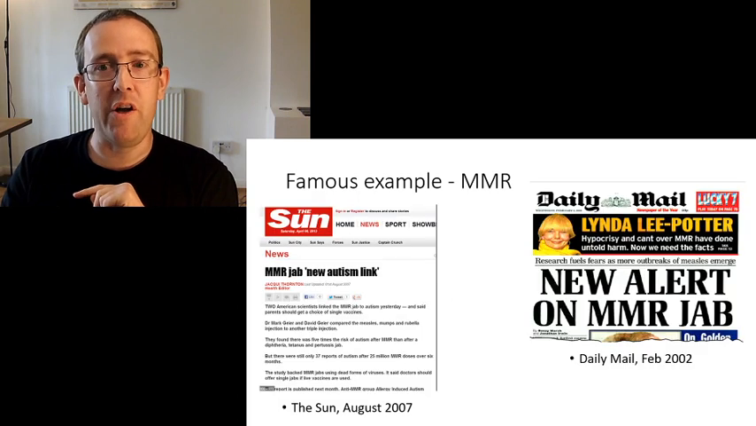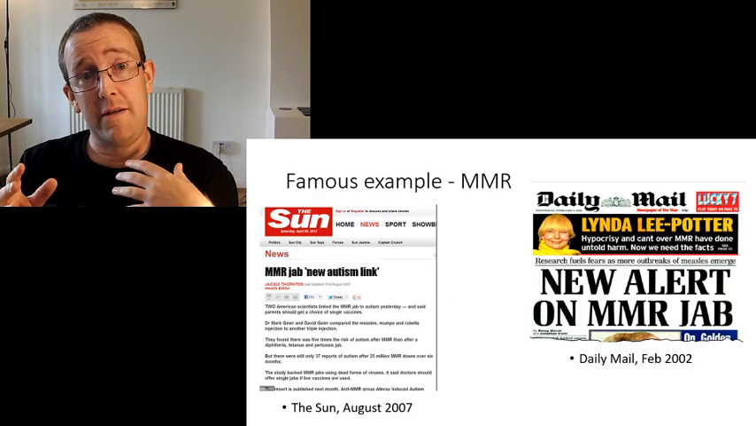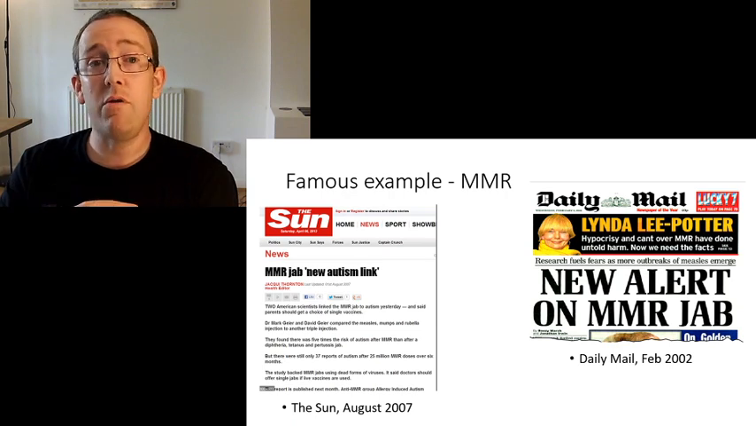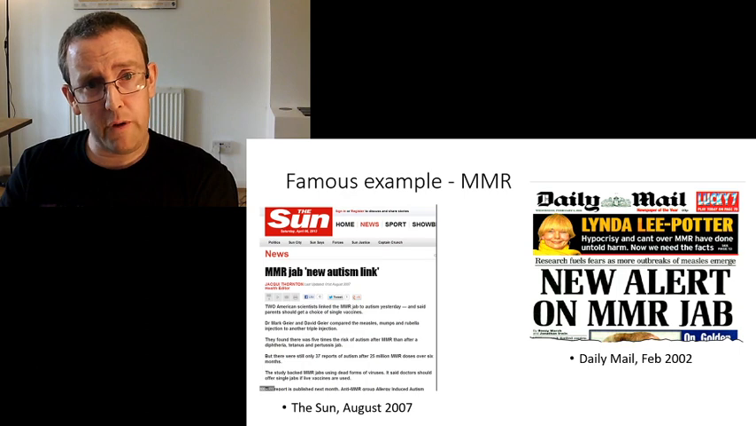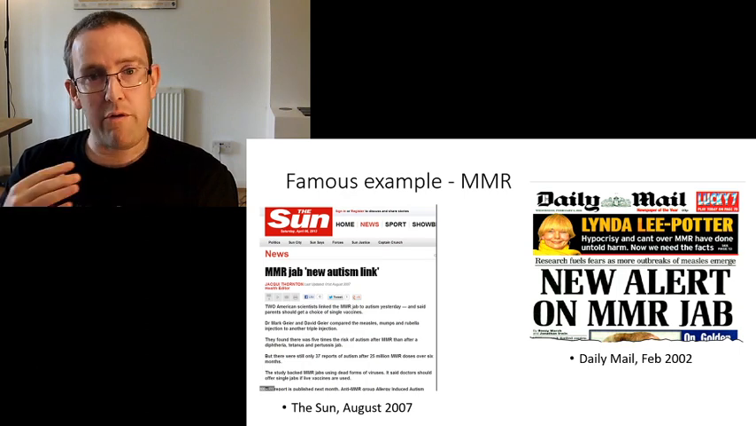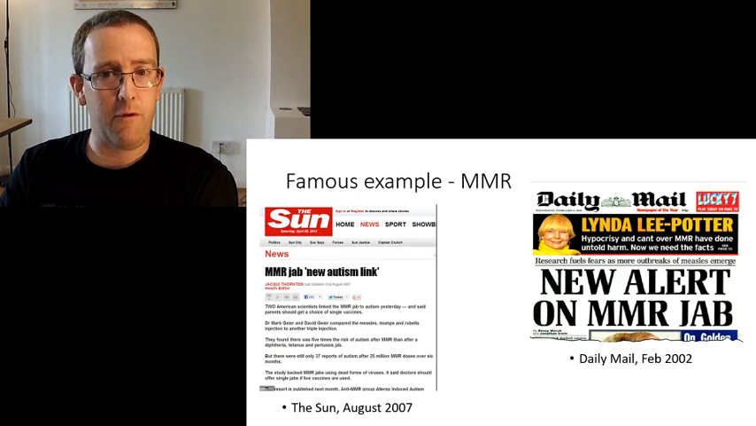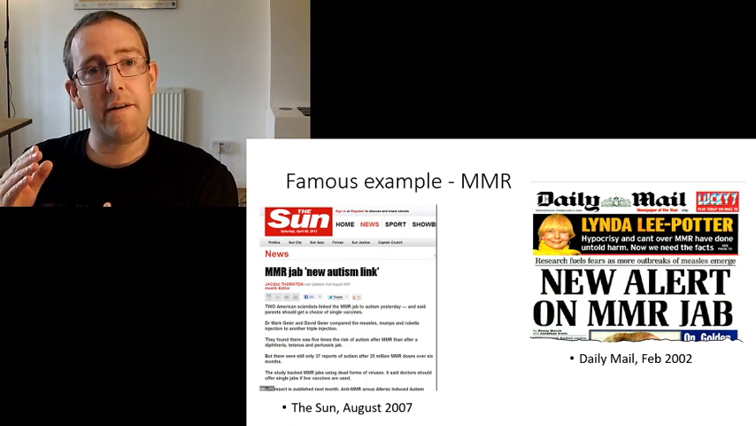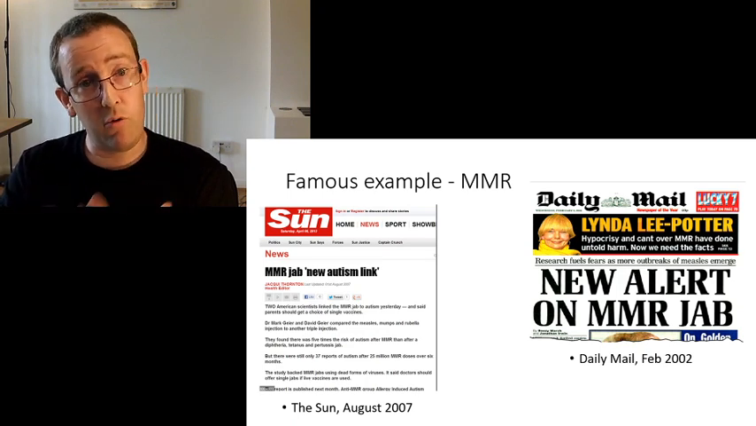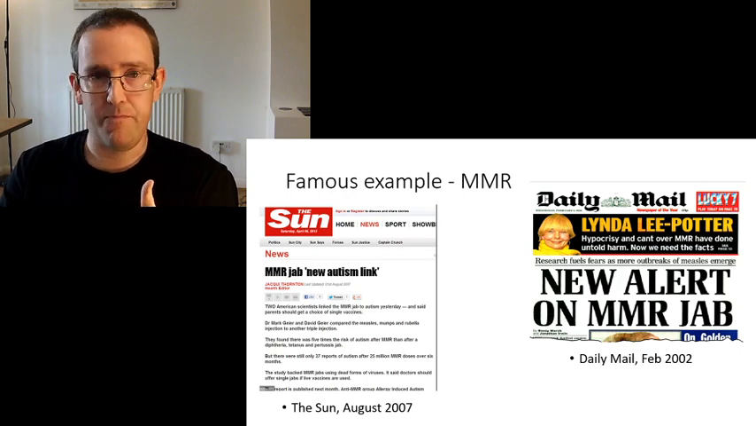So, moving on. These are some examples of the stories, and even though the paper was widely discredited, widely called out for being wrong, the story rumbled on. We've got a news story from the Daily Mail here from 2002. We've got a news story from the Sun here in 2007, and these stories rolled on and on and on, questioning the efficacy of vaccination, right?